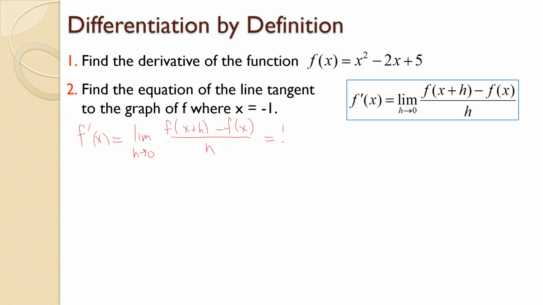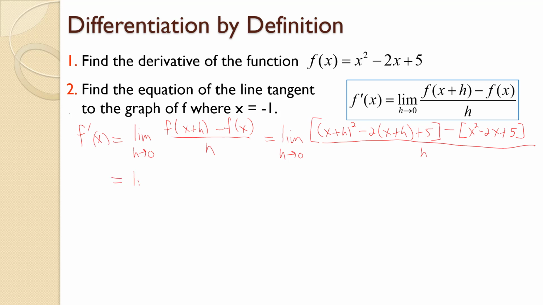So that then would equal the limit as h approaches 0 of, well, let's see, evaluating that function at x plus h, that would then be x plus h, that quantity squared, minus 2 times x plus h, and then plus 5. And from that, we would then be subtracting the function at x. So that would be x squared minus 2x plus 5. And this entire quantity is then divided by h. Oh boy. So let's go ahead and simplify that.